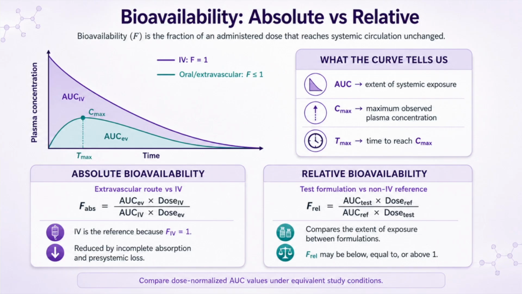AUC primarily describes the extent of systemic exposure. Cmax is the maximum observed plasma concentration and Tmax is the time required to reach it. These parameters provide information related to the rate of drug input, although both can also be influenced by distribution and elimination. Valid comparisons require equivalent study conditions and correctly dose-normalized AUC values. Bioavailability affects exposure, but it does not by itself determine whether the drug follows a 1, 2, or 3 compartment model.